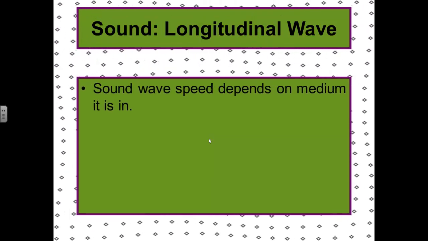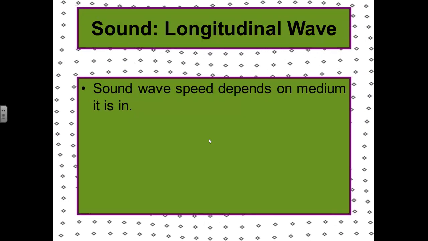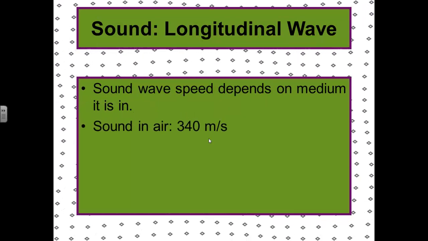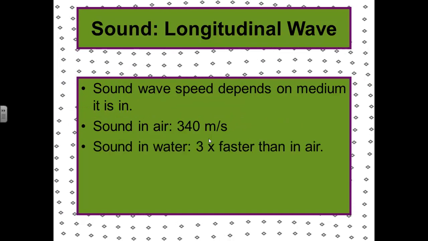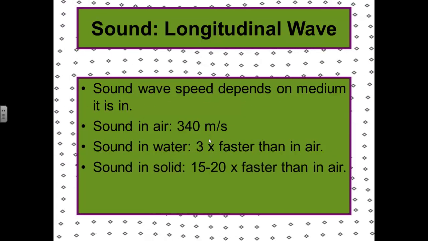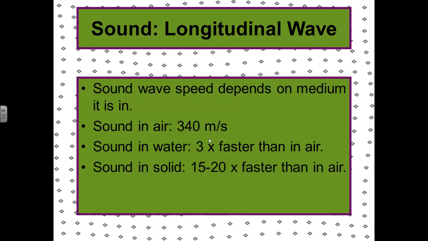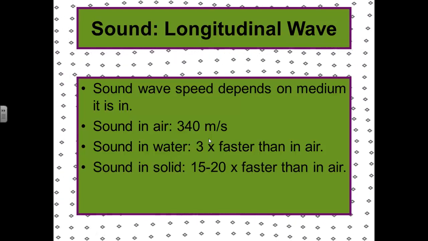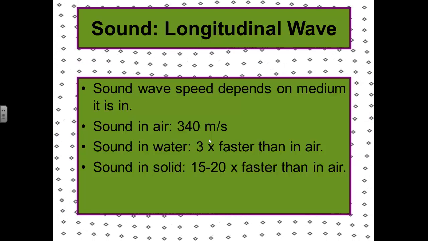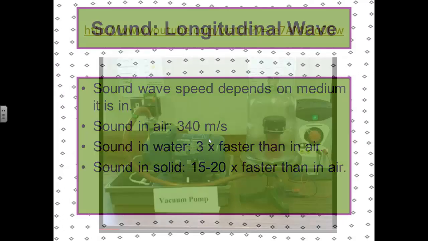Now, the sound wave speed depends on the medium that it's in. In air, it travels at around 340 meters a second. In water, it's 3 times faster than that. And in solids like steel, it travels 15 to 20 times faster than that. So basically, the more dense the material, the faster the sound travels.